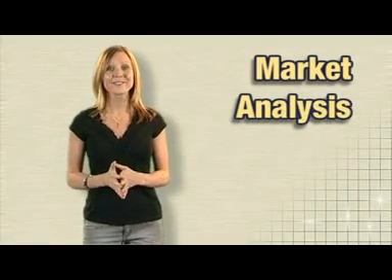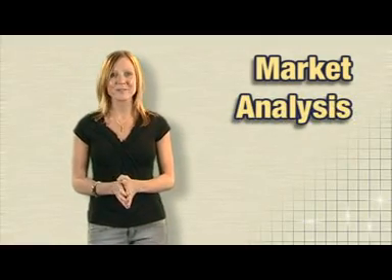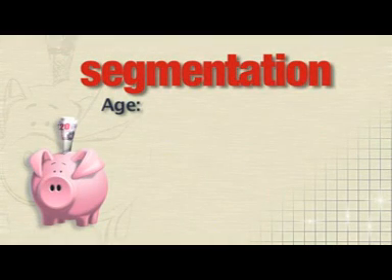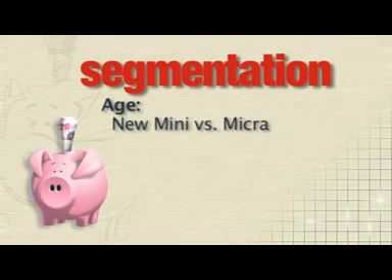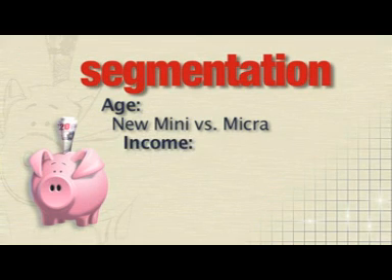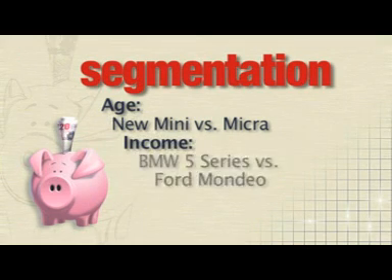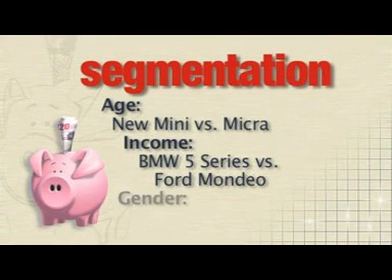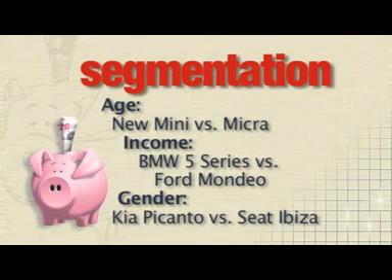How'd it go? You've probably got these segments written down or something similar. Age, for example, new Mini versus Micra. Income, for example, BMW 5 Series versus Ford Mondeo. Gender, for example, Kia Picanto versus Seat Ibiza.